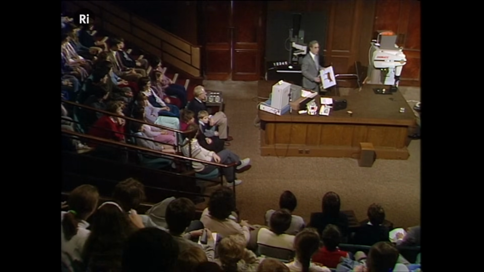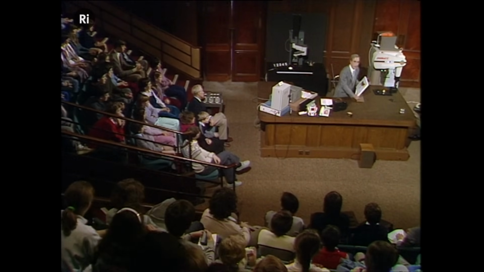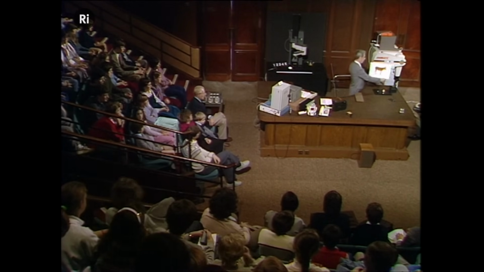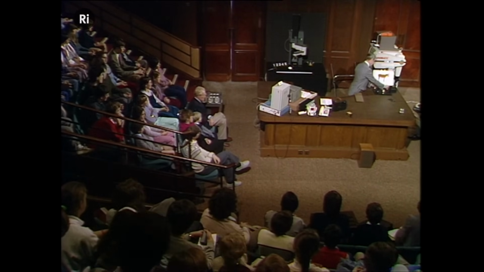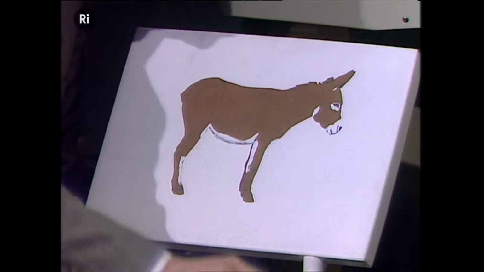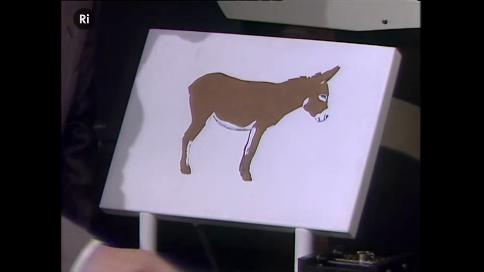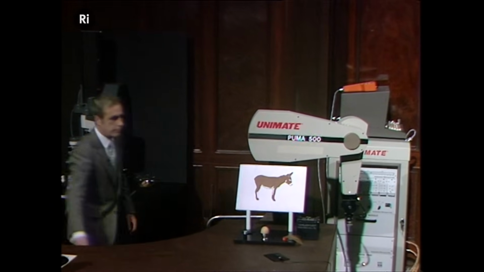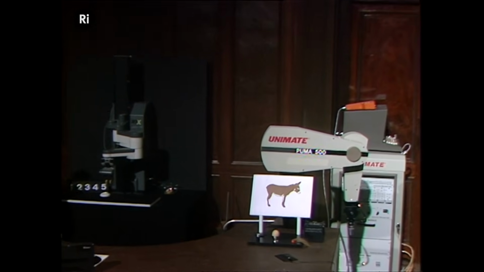Now we're going to ask Puma to do it. Emily was pretty close there, better than I could do, I'm sure. But now we'll put it on the stand for Puma. Put the tail there where Puma can reach it. And stand back.